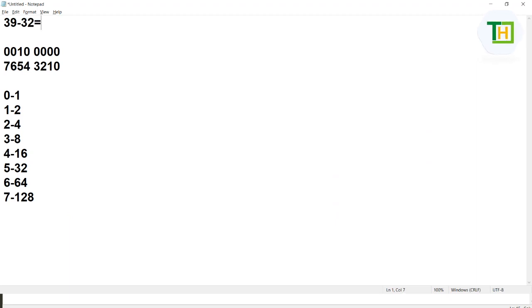That is going to be 7, right? What is 7's binary value? The nearest value for 7 is going to be 4, that is 2 power 2. Then 1 and 1 here. 7 is the triple 1. This is 39's binary value.